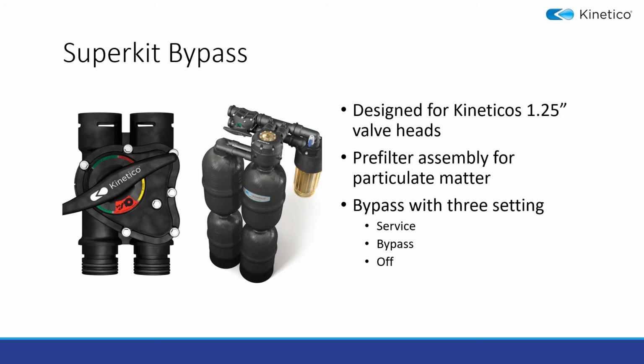The bypass valve has 3 settings that are color-coded. We have green for in service, yellow for bypass, and red which is off. This setting shuts off the water flow to the home.